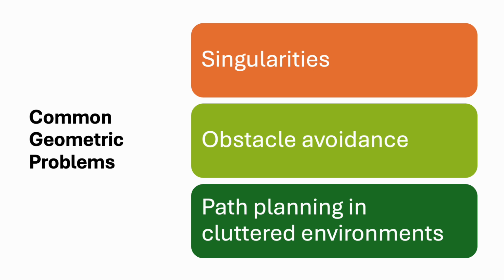Let's have a little more delving into the common geometric problems. So singularities, obstacle avoidance, path planning, and cluttered environments can be considered other examples. Geometric problems can range from simple point-to-point navigation in an open space to complex manipulations in cluttered environments. Solving these problems typically requires advanced algorithms and computational techniques such as path planning algorithms, geometric modeling, and spatial reasoning to enable the robot to operate autonomously and effectively in the real world.